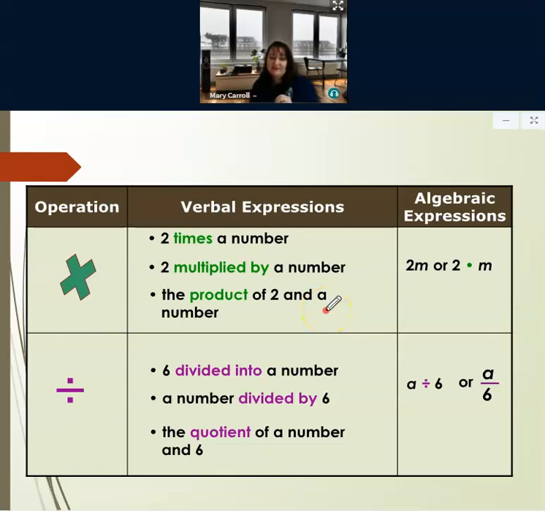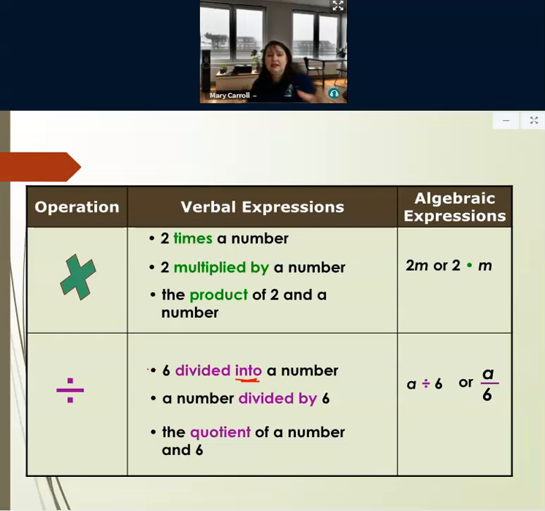Okay, and when we have a division, so we have this a divided by 6 or a over 6. Those are 2 words we could use. 6 divided by a number, a number divided by 6. Oh, I'm sorry, into. So make sure you realize I said it wrong. All right, 6 divided into a number is good, and a number divided by 6 is good, okay? So don't get those mixed up on homework, okay? The quotient of a number and 6, that's another way of saying it.